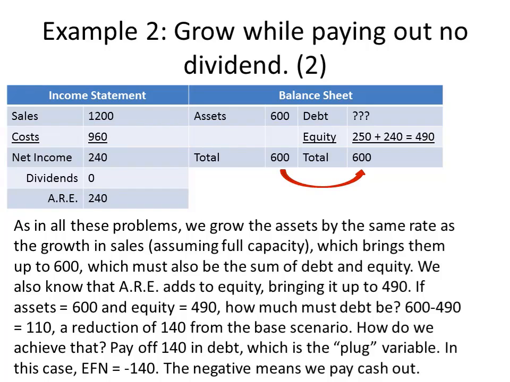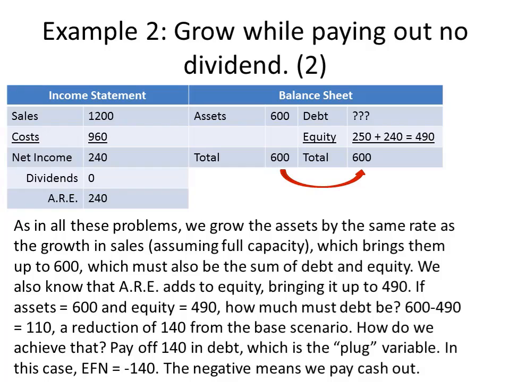How much must our new debt level be? Well, the debt and the equity must sum to 600, so all we need to do is subtract out our 490 in equity from 600, which gives us 110. Now, if you recall, our old level of debt was 250. How do we get debt to go from 250 to 110? Well, we pay off 140 in debt.